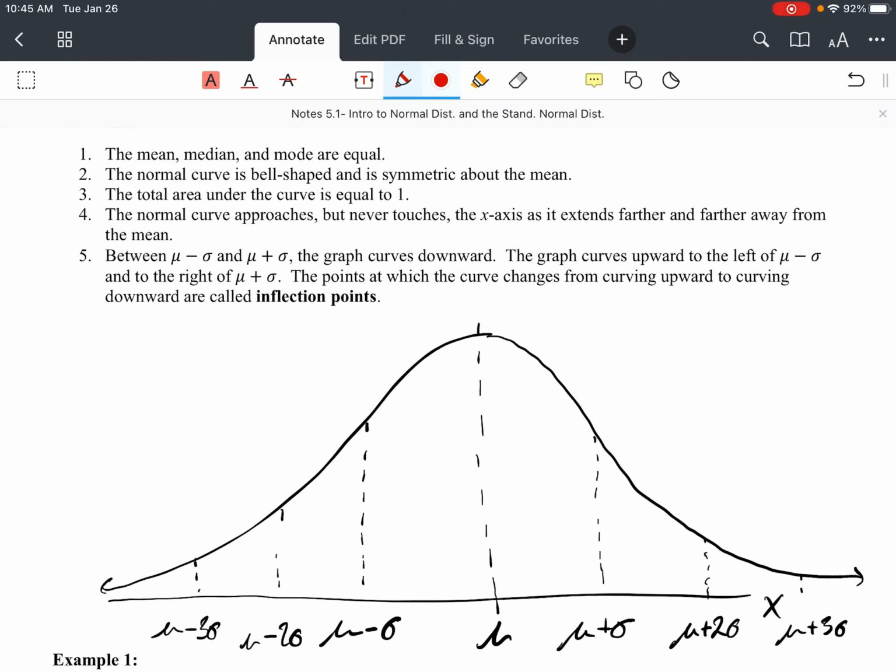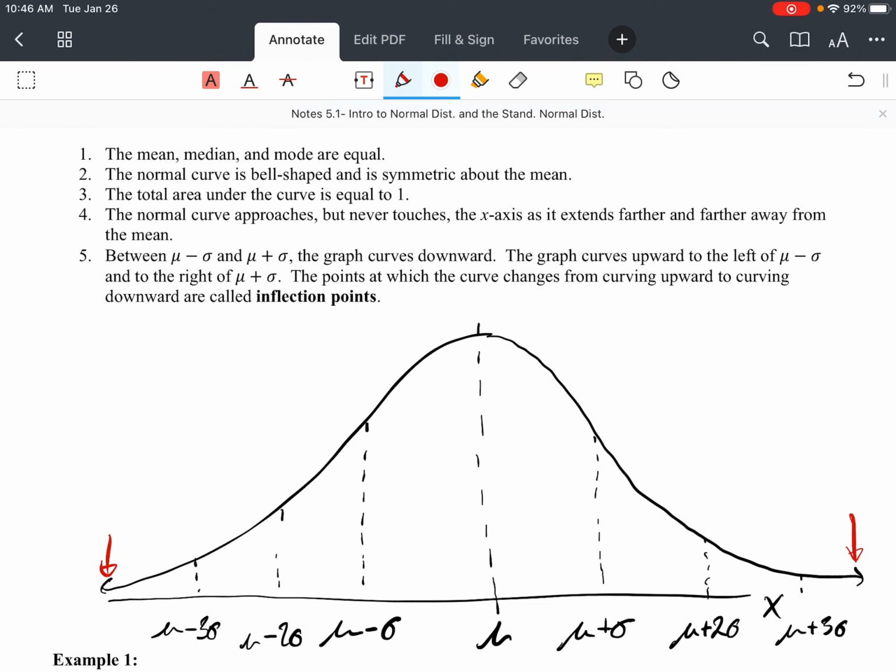Then it says the normal curve approaches but never actually touches the x-axis. So it doesn't matter how far out we go, this line is never actually going to touch the x-axis. It's going to get really, really close. In other words, the probability is going to get really, really close to 0, but it's never actually going to hit 0. So we always have a chance no matter what the x value is.